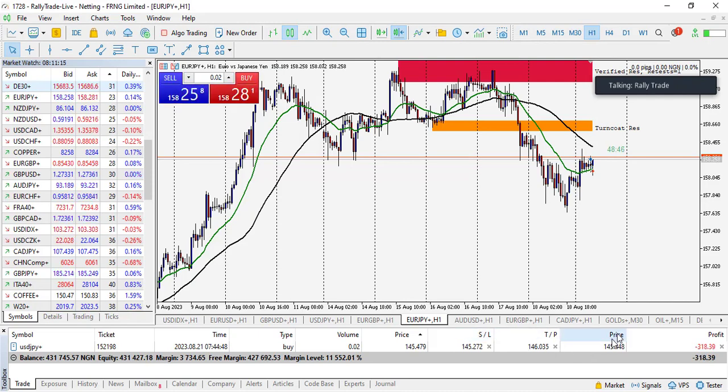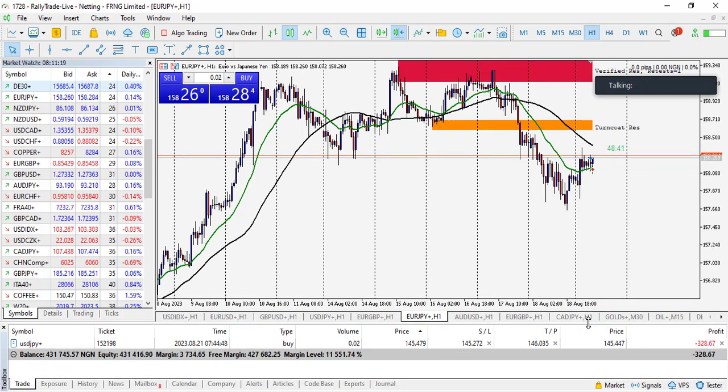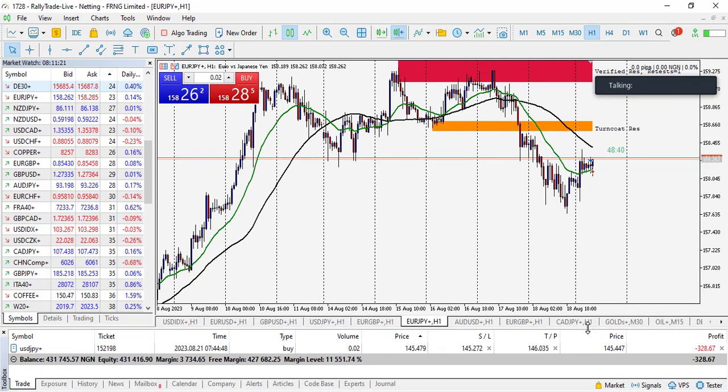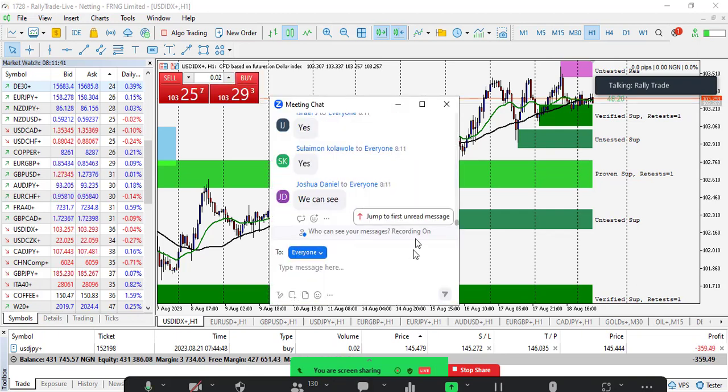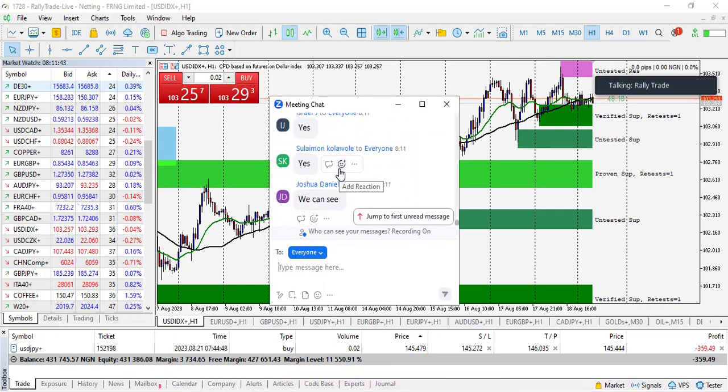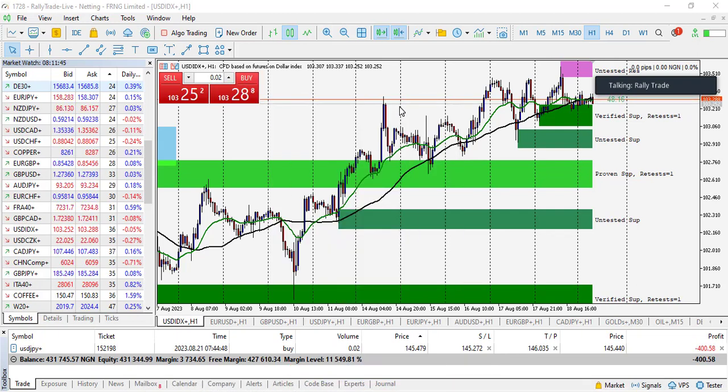So I've been able to share my screen. Please check if you can see my screen. Guys, I've been able to share my screen. Check if you can see my screen. So I am on USD index. Just type chart on the chart if you can see my screen. Okay, thank you. You can see my screen. We can see. Thank you.